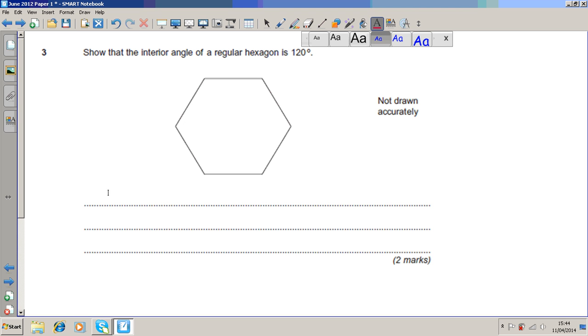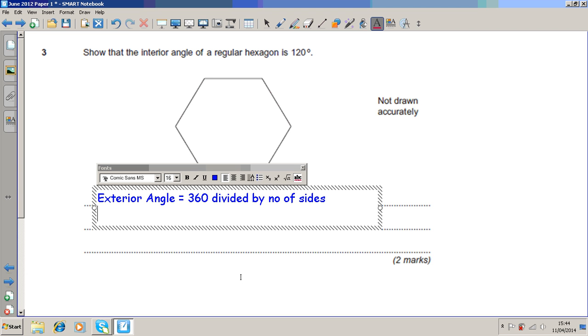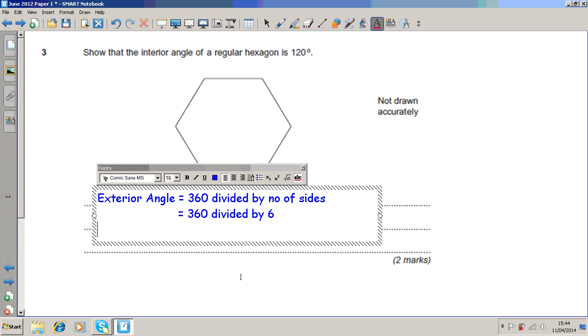Right, I like this question, and there's quite a few ways of doing it, so you might do it slightly differently. I would start with exterior angle equals 360 divided by number of sides. Here's our rule. So for us, that's 360 divided by 6, which is 60 degrees.